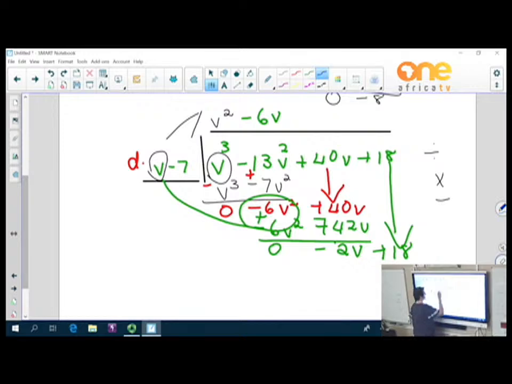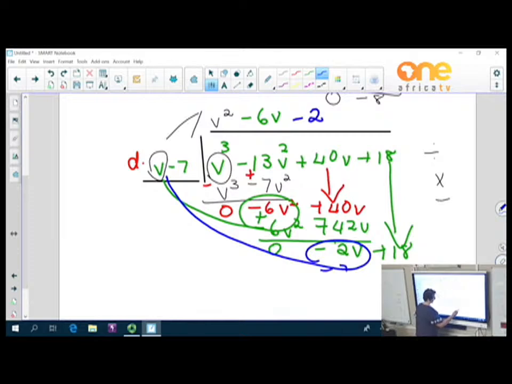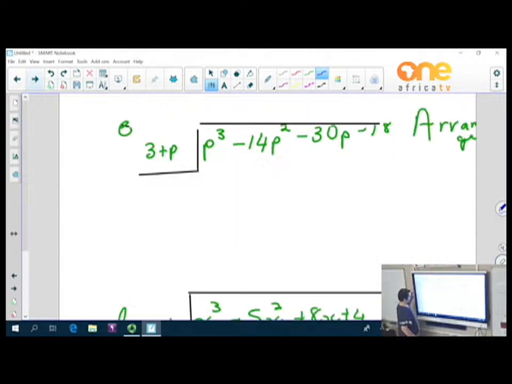And we repeat. V divides into this one negative 2 times. Then we have negative 2v. If you multiply there, it is plus 14. To subtract, we change the signs. That one eliminates, and this one is then positive 4. So the answer there, remainder 4. Quotient, remainder. There you have that one.